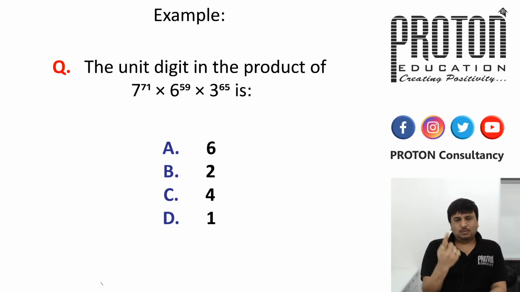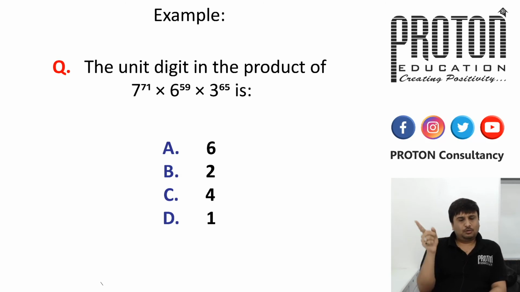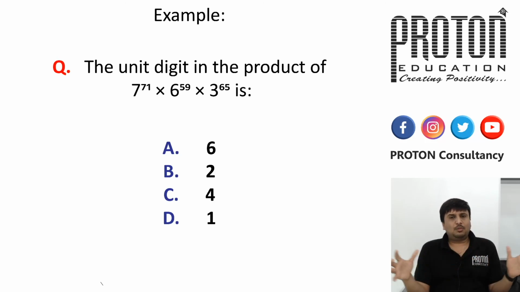So 3 multiplied by 6 multiplied by 3. 3 into 6 was 18. 1 eliminate. 8 into 3 is 24. My answer is 4. The answer would be C, that is 4. Unit digit for the number is 4. Never multiply the entire numbers together. Always multiply unit digit with only unit digit. Larger multiplication will make it more and more complex for all of you.